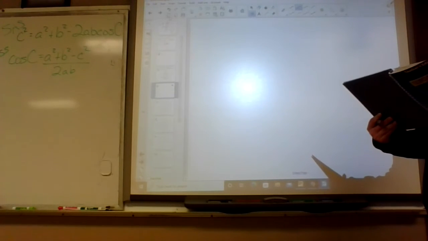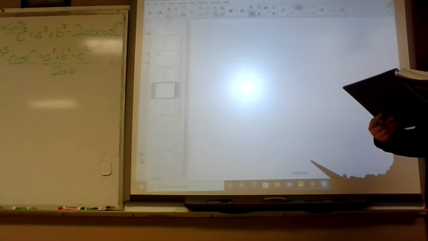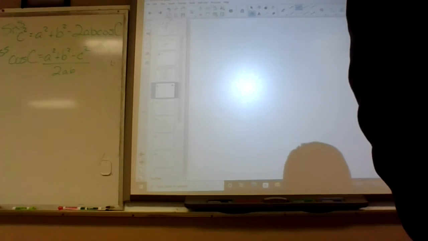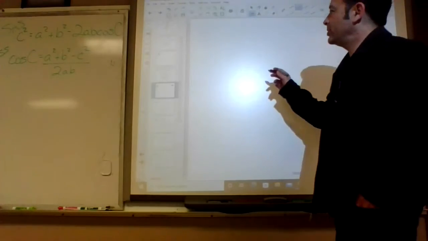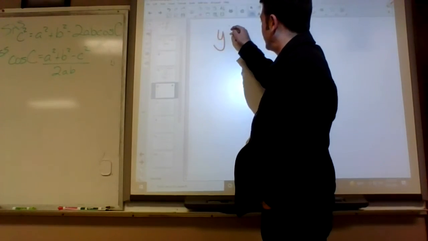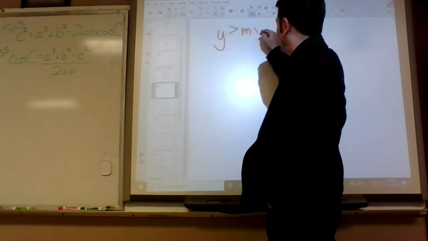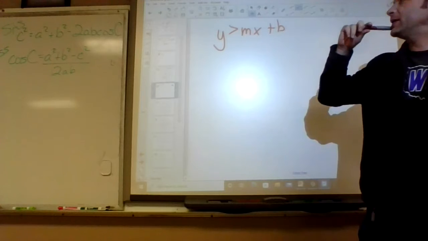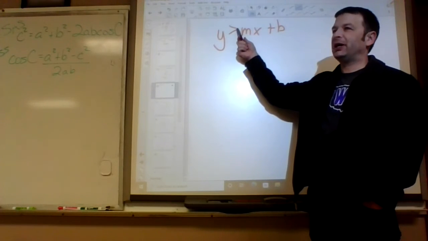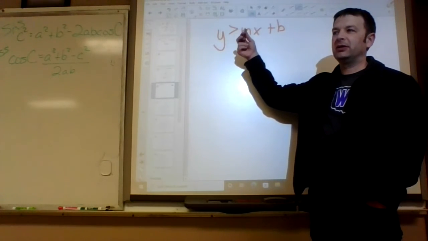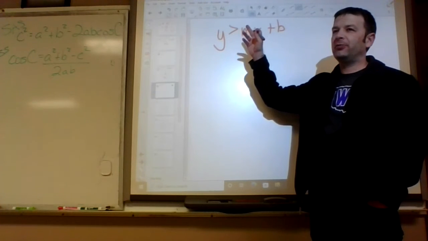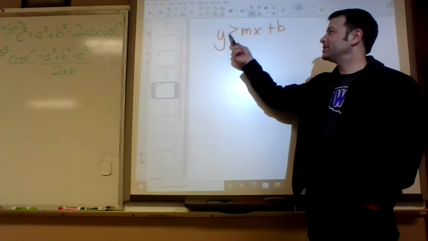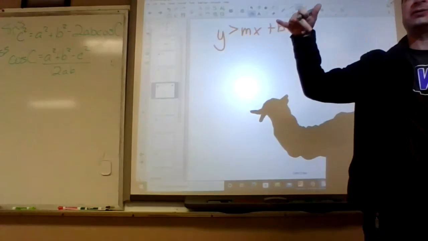Where are we at? 39, we're almost done. Okay, 39 says the graph of y is greater than mx plus b. So we did this on Monday. What was different about the greater than thing? The shading. If it's greater than, which side did we shade? Above. And what else was weird? Dashed line. If it's just greater than, not equal to, it was a dashed line.